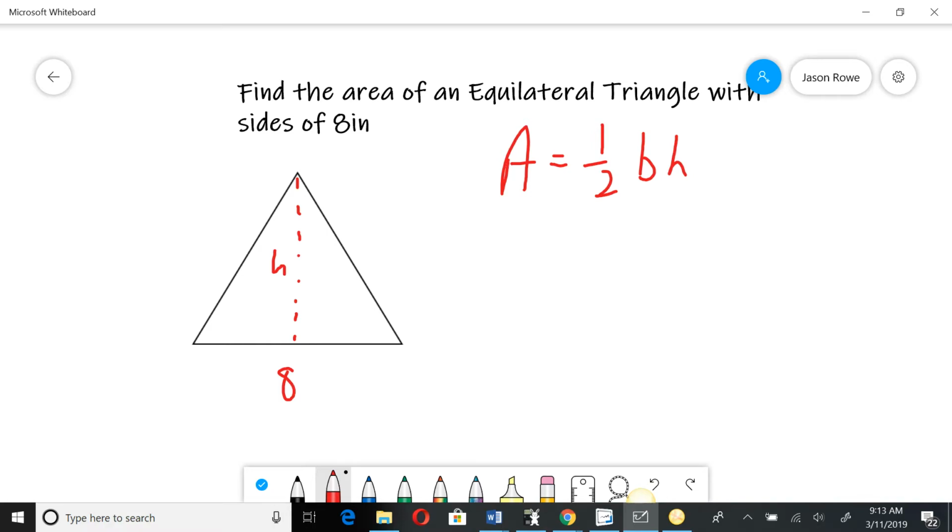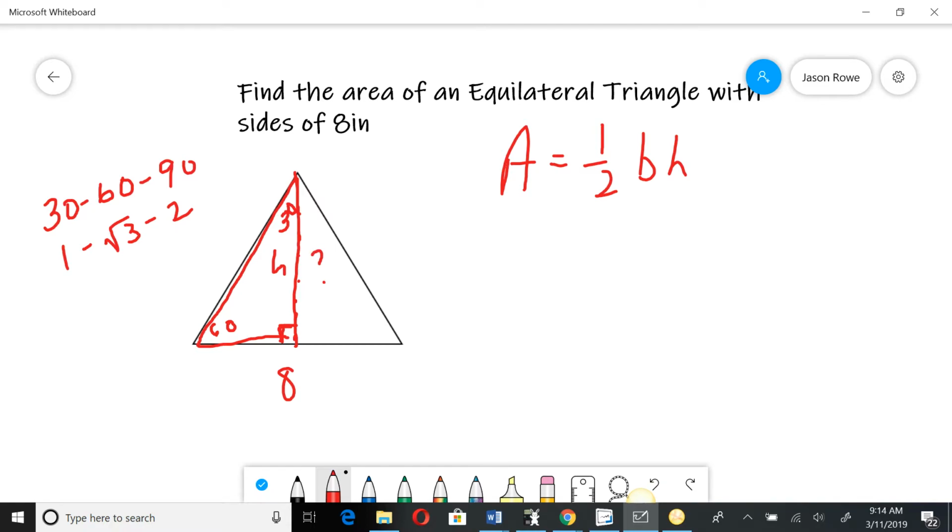We're going to use the fact that this is going to end up being a 30, 60, 90 triangle. If we break this at this altitude, the height, that forms a right triangle, and that right triangle will help us find the height. Since it's equilateral, each of the angles is 60, and when we split it, that makes this angle 30. So I'm going to use the special right triangle ratios, 1, square root of 3, 2, to help me figure out what this distance is.